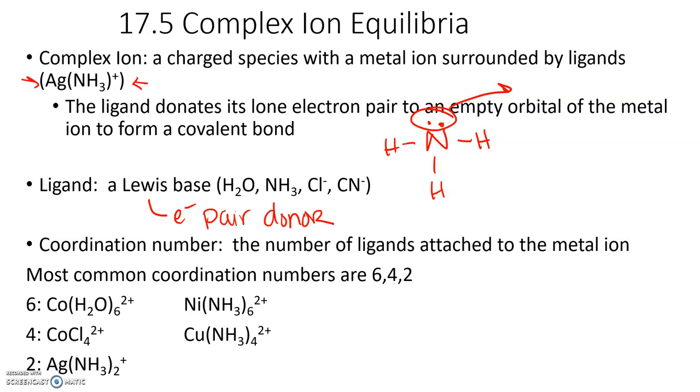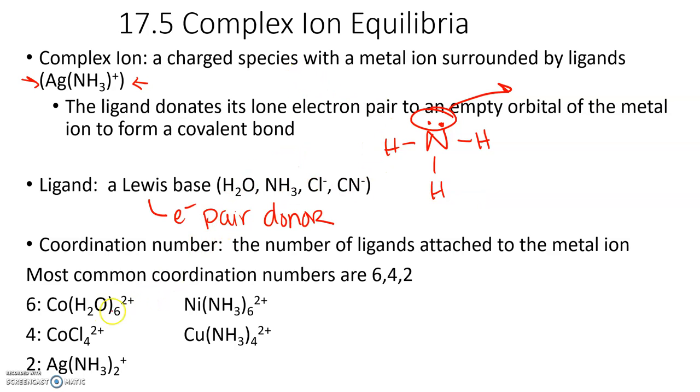The last bit on this slide that you need to know is something called a coordination number. A coordination number is the number of ligands that are attached to the metal ion. The most common coordination numbers are 2, 4, and 6. And if you look at these examples on the bottom, the subscripts after each ligand really tell you what the coordination number is.